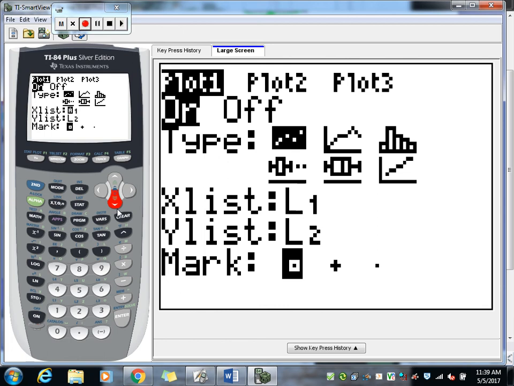Your X list should say L1. That's where you put your first set of information. Your Y list needs to say L2, because that's where we put our second set of information. I just hit the down arrow. Let me move up and down. And then as far as the mark, it does not matter. If you want it to look like a little box, you can select that. You can make it look like a plus sign or little dots, whichever one you prefer. That doesn't matter.